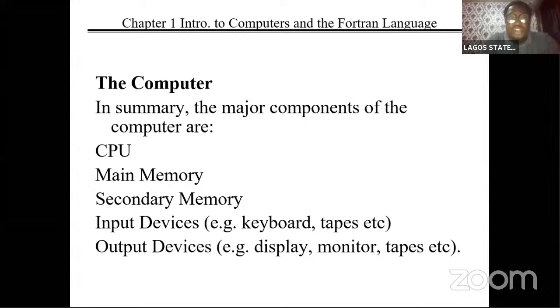The first one is the CPU. The CPU is an abbreviation that stands for the Central Processing Unit, which, like the name suggests, is a processing unit that processes all the components of instructions that come into the system. Then you have the main memory. Of course, you know what the main memory is. And there goes the secondary memory. We have input devices and we have output devices. Examples of the input devices are your keyboards, your microphones, and many other devices. While examples of your output devices are your display monitors and tapes.